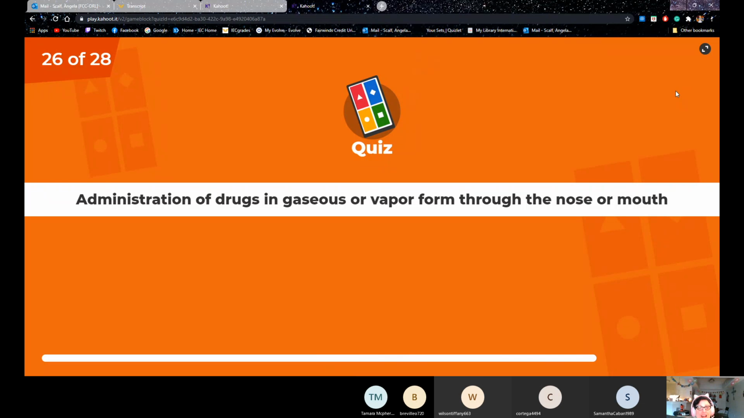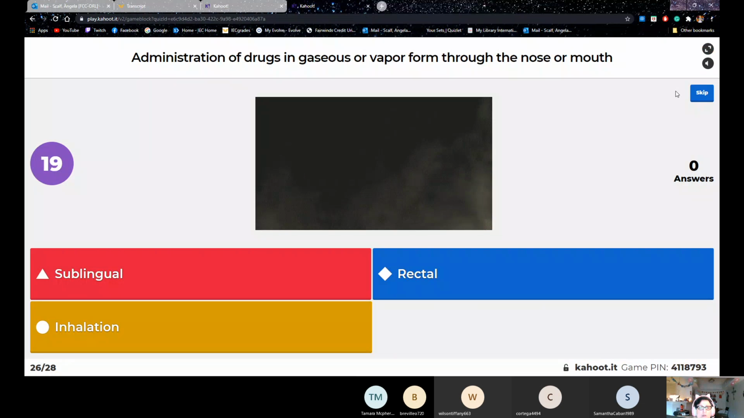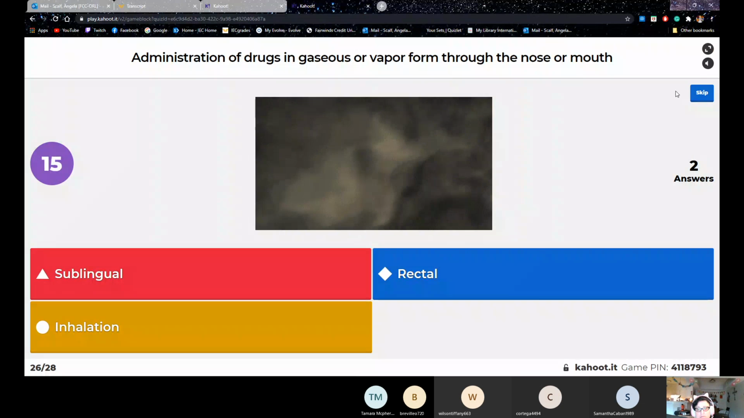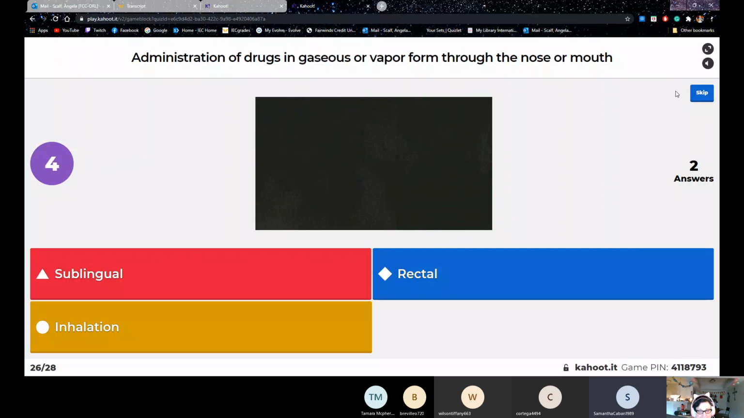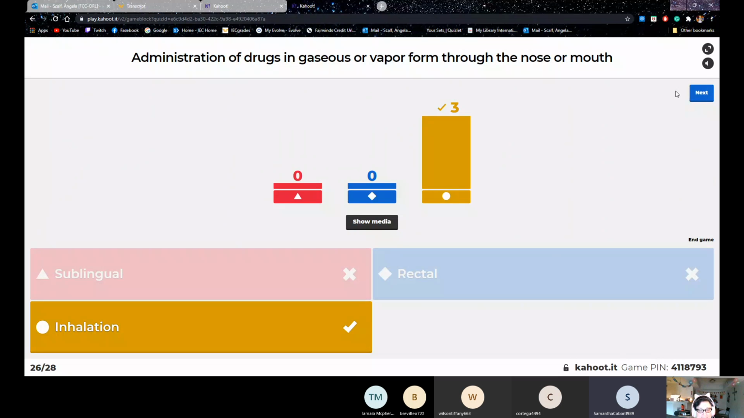Administration of drugs in a gaseous or vapor form through the nose or mouth. What is that? And if anybody puts rectal, we're going to fight. Yeah, that's inhalation. And that would be like your neb treatments and stuff.